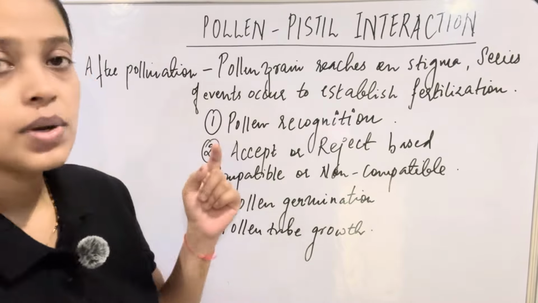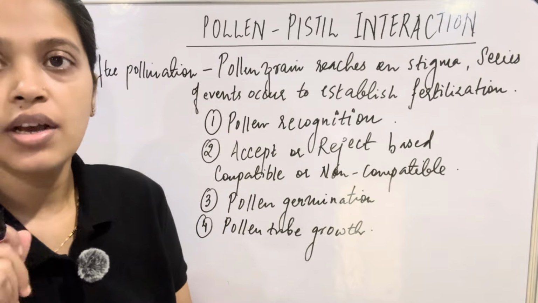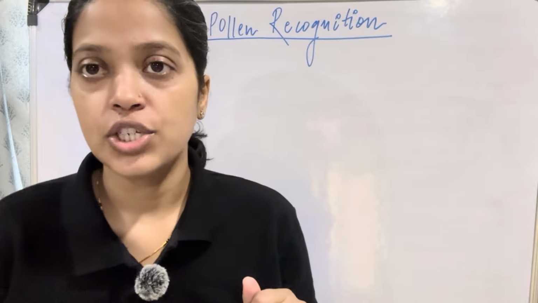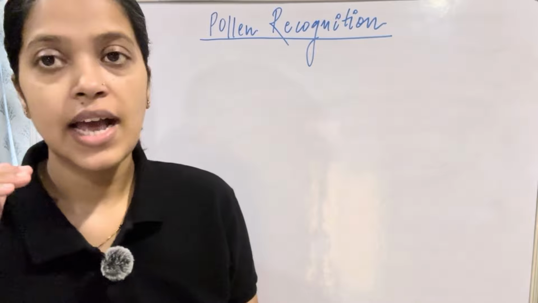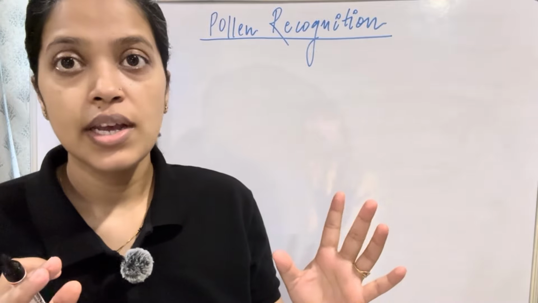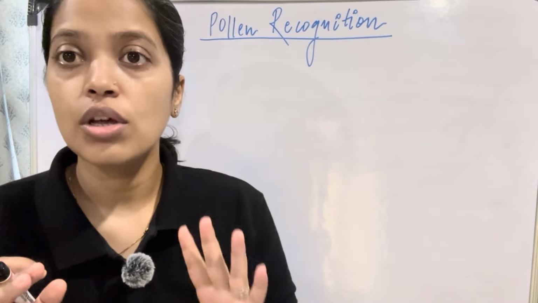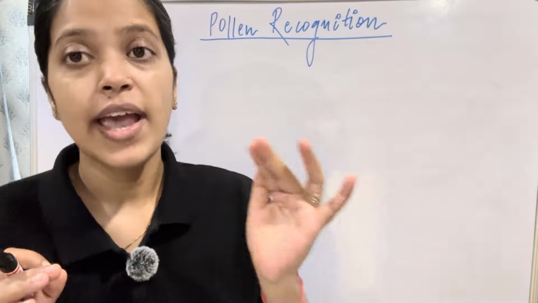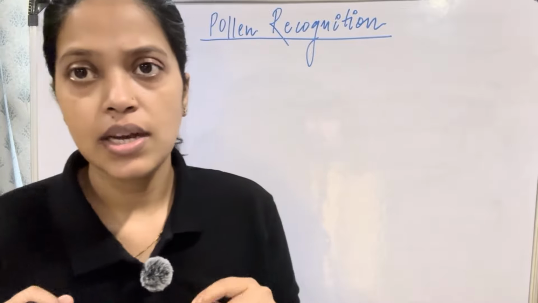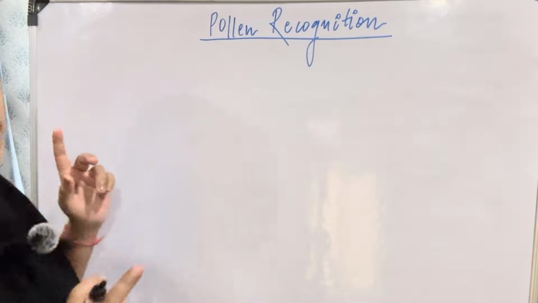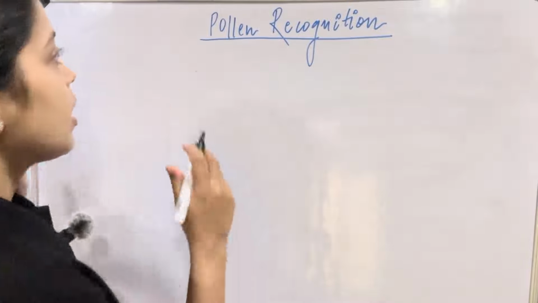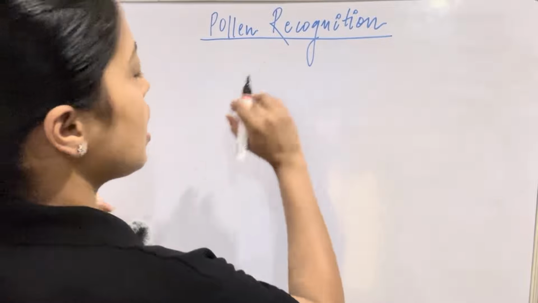First we'll talk about pollen recognition. The stigma has the power to decide whether the pollen grain is the right one or the wrong one, whether to accept or reject the pollen grain. So how does it do that? When the pollen grain reaches the surface of the stigma, the pollen recognition starts.